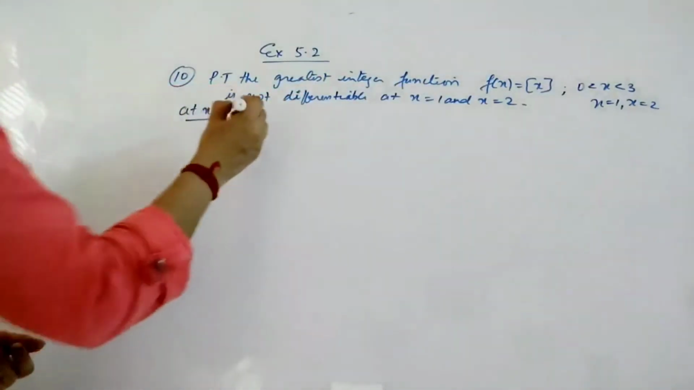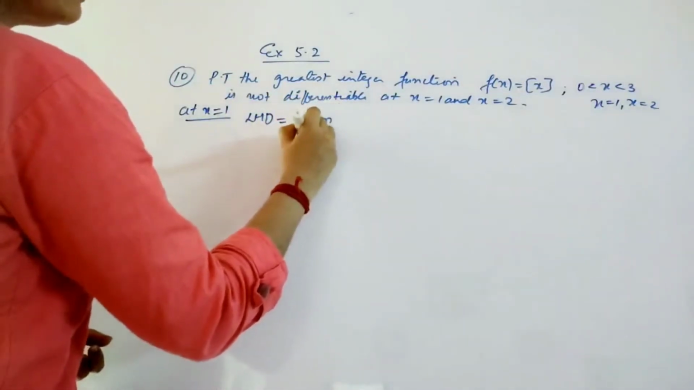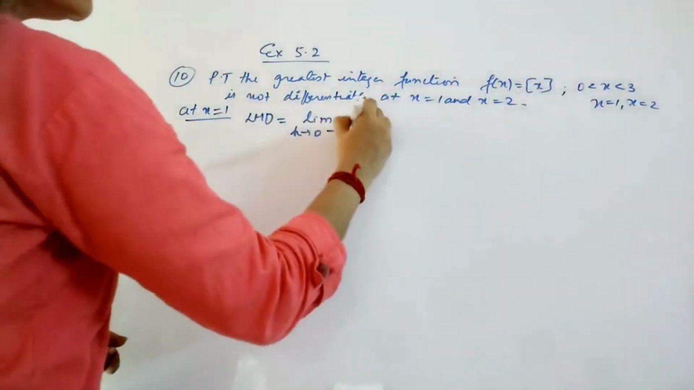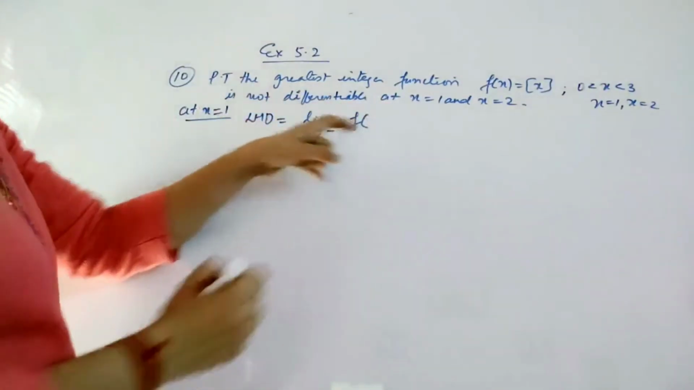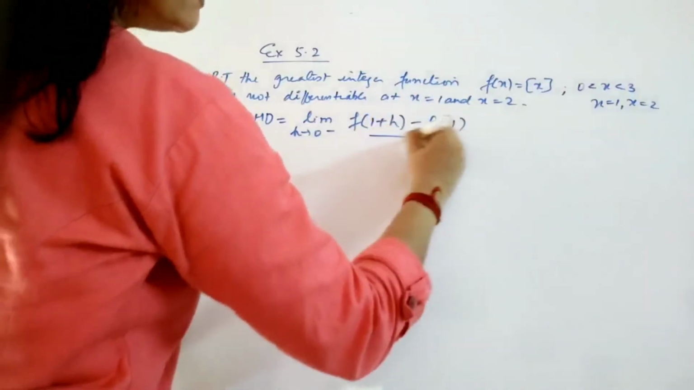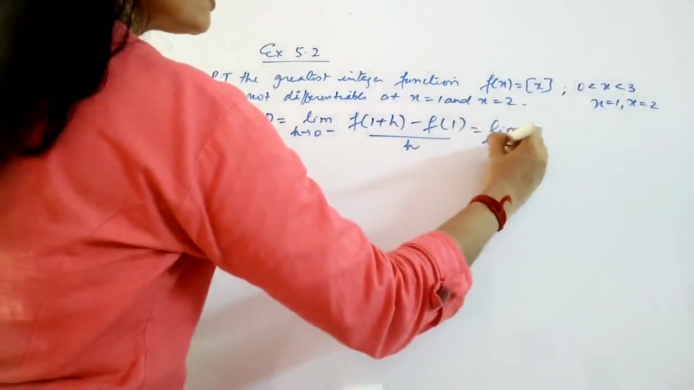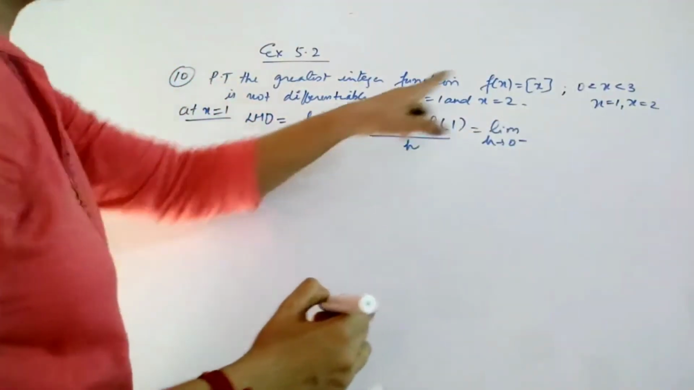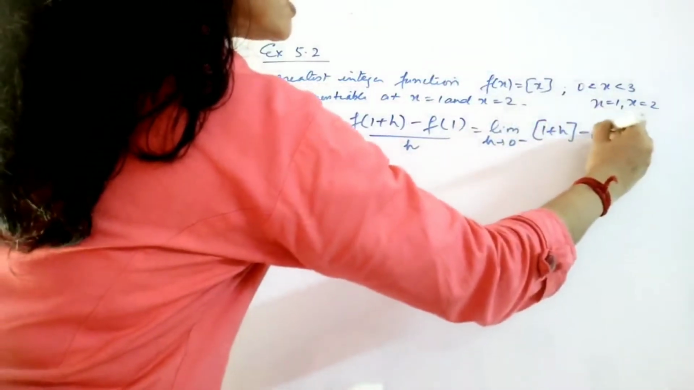Okay, so at x = 1, your LHD will be the limit, again, as h tends to 0 minus of f of, what will be here instead of c, 1. So you will have f(1 + h) − f(1) divided by h, which is equal to the limit as h tends to 0 minus of f(1 + h), the greatest integer of 1 + h, minus the greatest integer of 1.